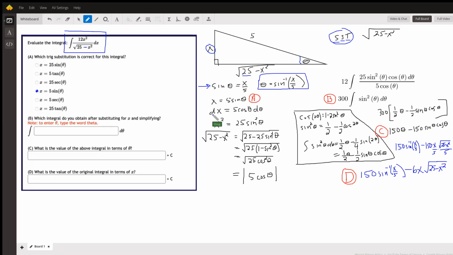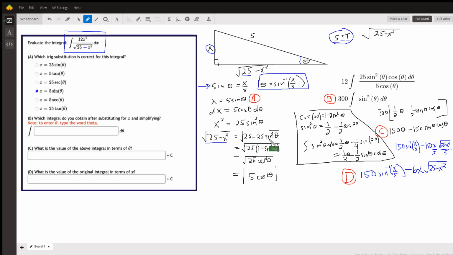Take the derivative. dx equals 5 cosine theta d theta. We need something for x squared, 25 sine squared theta. And here's why we chose the trig substitution. We want to eliminate this radical.